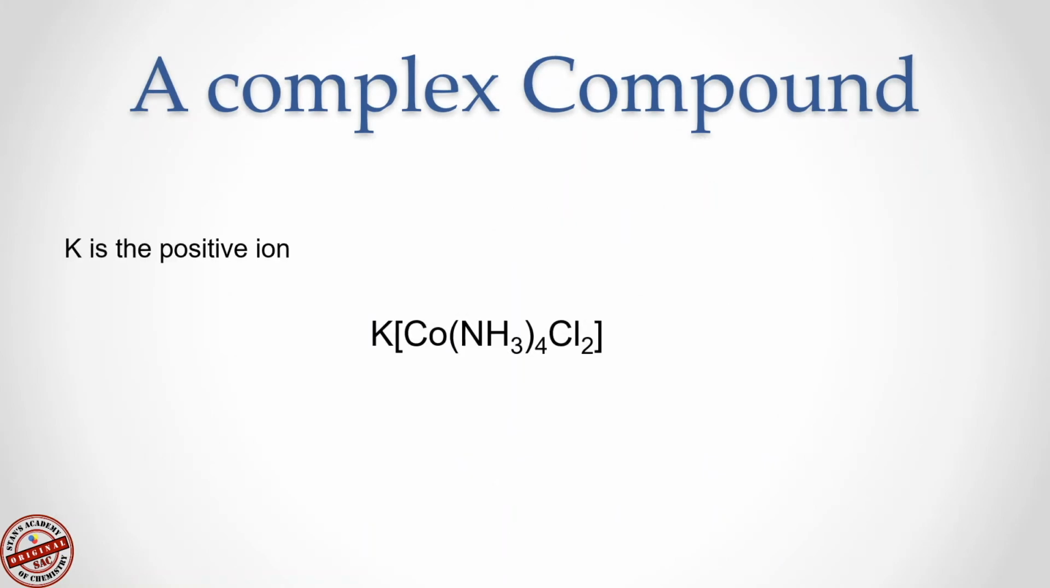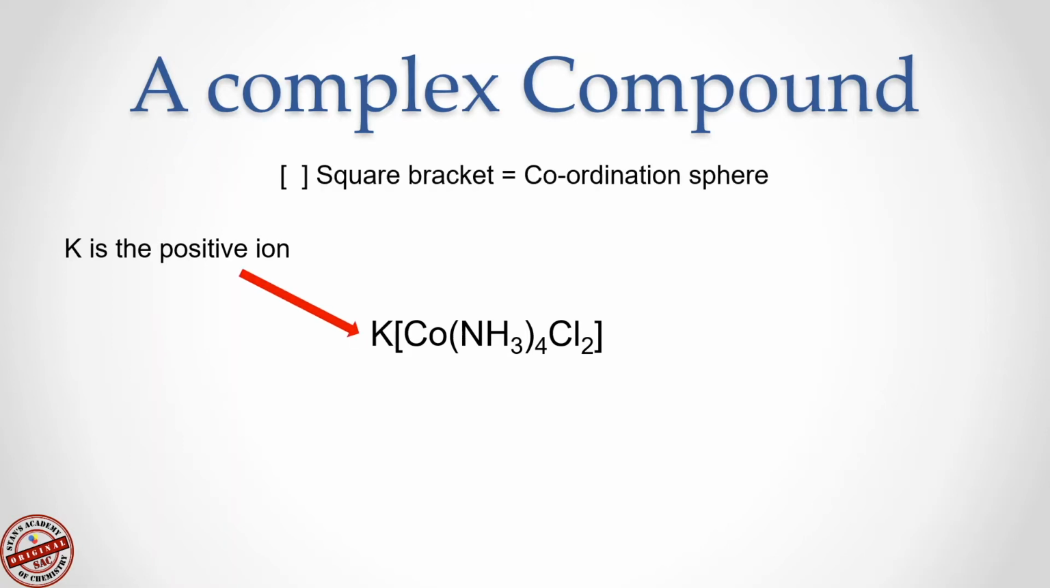Here is an example. Here the potassium part is the positive part of the ionic salt compound. Then you have square brackets. These square brackets are also called the coordination sphere. Within that, you usually have a complex species. The complex species can be either negative or positive. In this case, the positive part is just a metal, potassium, but the negative part is actually a complex ion. So the square brackets usually indicate the coordination sphere.